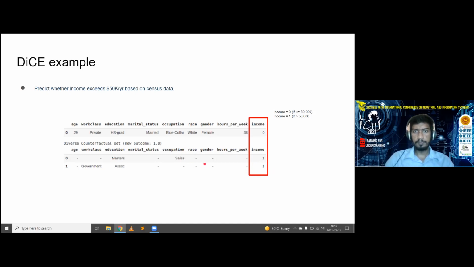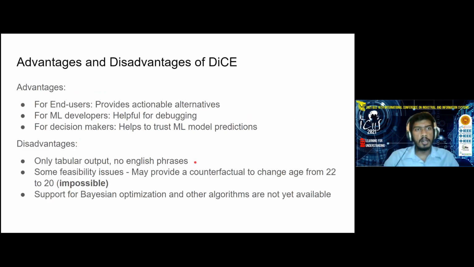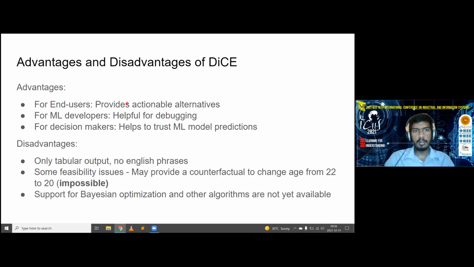I hope everyone understood what counterfactual means and the idea behind counterfactuals. There are some advantages and disadvantages associated with DICE. When we talk about the advantages, for end users, they provide actionable alternatives, what could be improved in order to change the outcome, when they are applying the next time. For machine learning developers, it might be helpful for debugging purposes, and for decision makers, it helps them to trust the machine learning model predictions.